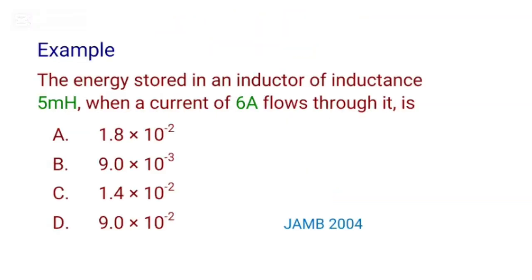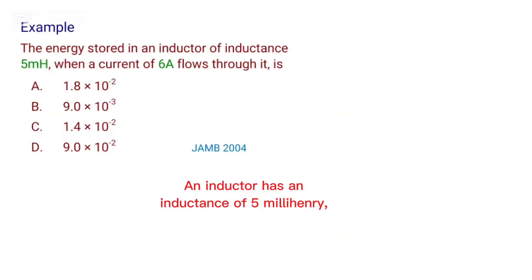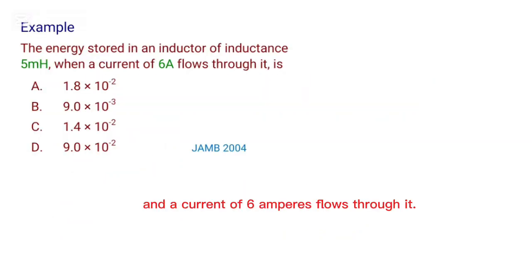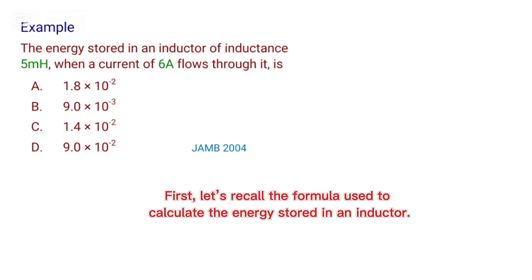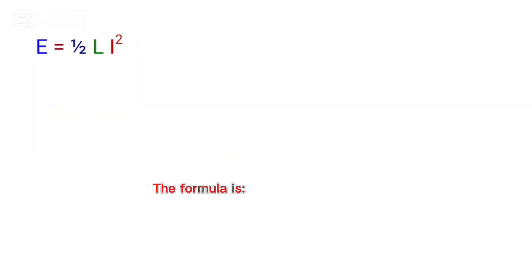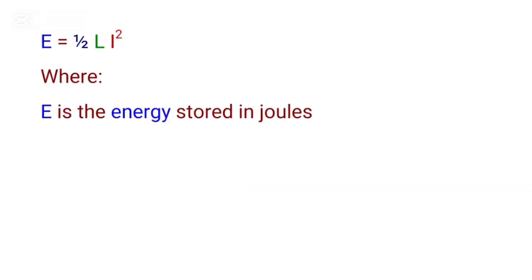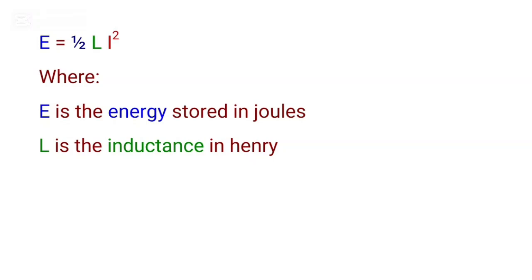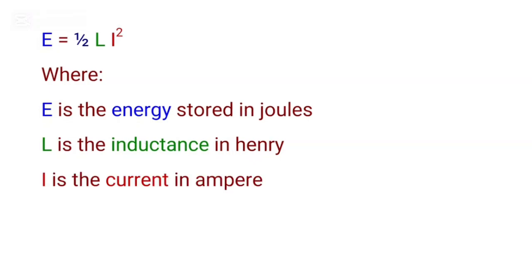Example. The energy stored in an inductor of inductance 5 millihenry when a current of 6 ampere flows through it is: an inductor has an inductance of 5 millihenry and a current of 6 ampere flows through it. We are asked to calculate the energy stored in the inductor. First, let's recall the formula used to calculate the energy stored in an inductor. The formula is E is equal to half L i squared, where E is the energy stored in joules, L is the inductance in Henry, I is the current in amperes.